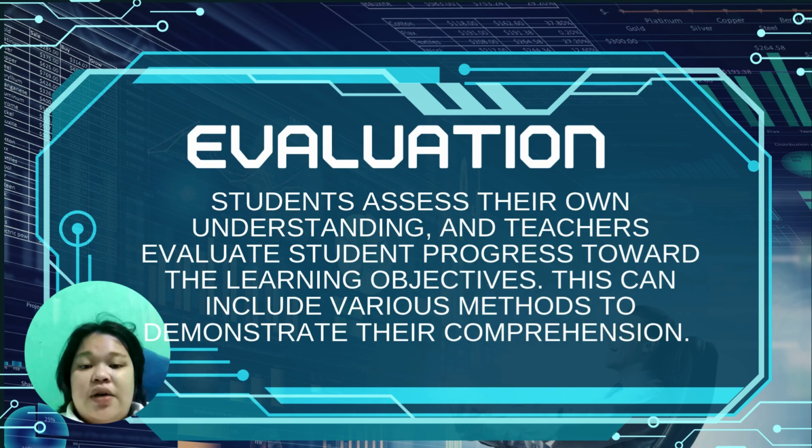The next one is evaluation. Students assess their own understanding and teachers evaluate students' progress toward the learning objectives. This can include various methods to demonstrate their comprehension. For example, throughout the lesson, the teacher observes student discussions. The final evaluation may include assessment of a magnetic rescue tool project using a rubric, or a short quiz requiring students to apply their understanding of magnetic properties to a new scenario.